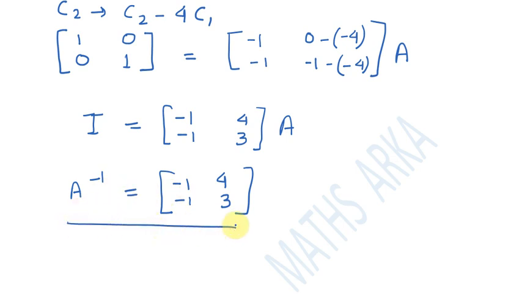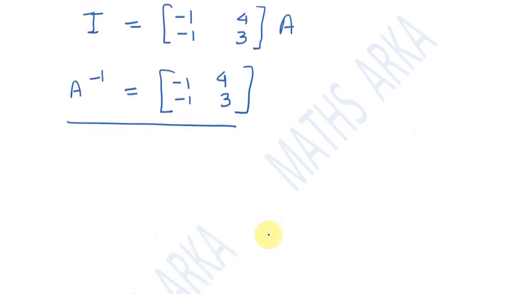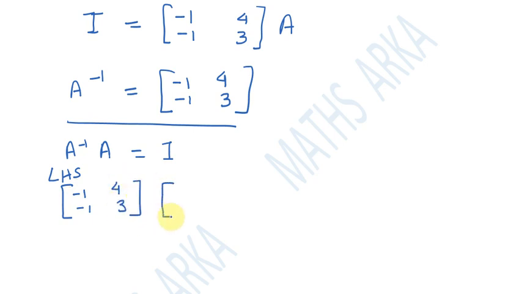Now we can also check if our answer is correct or not. So what we can do is, when we have A inverse into A, that should be equal to I. Okay, so you can just check that out. Let's move from LHS, it is just for proving, not for the question sake, but just for trying to understand it in a much better way. So minus 1 minus 1 4 3, that is what we get. And what is A? Let's just copy down the A as well.